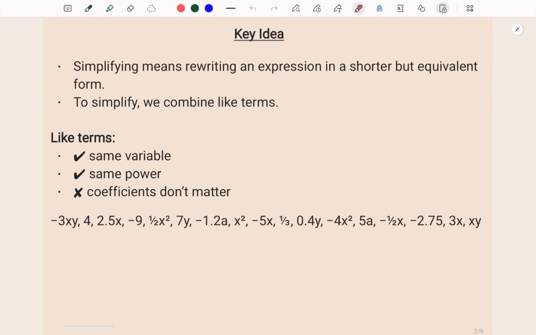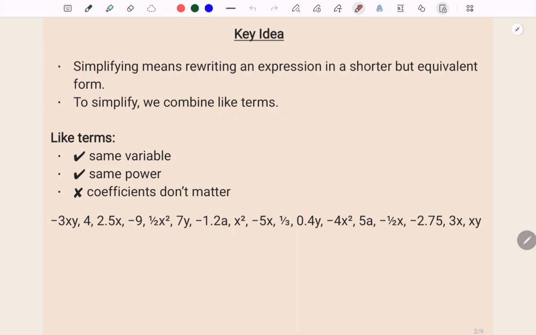The key idea in simplifying expressions is this. Simplifying an expression means rewriting it in a shorter but equivalent form. The word equivalent is very important. It means that the value of the expression does not change even though it looks simpler. So we are not changing the mathematics, we are only making it clearer. To do this, we combine like terms.